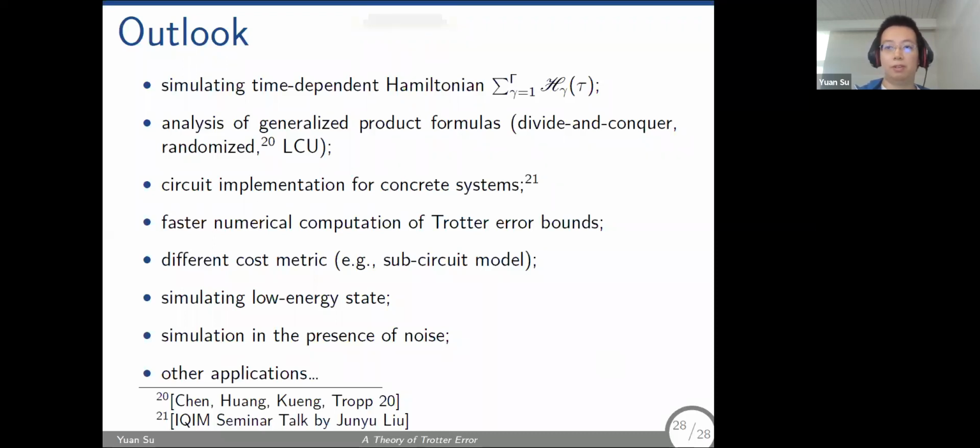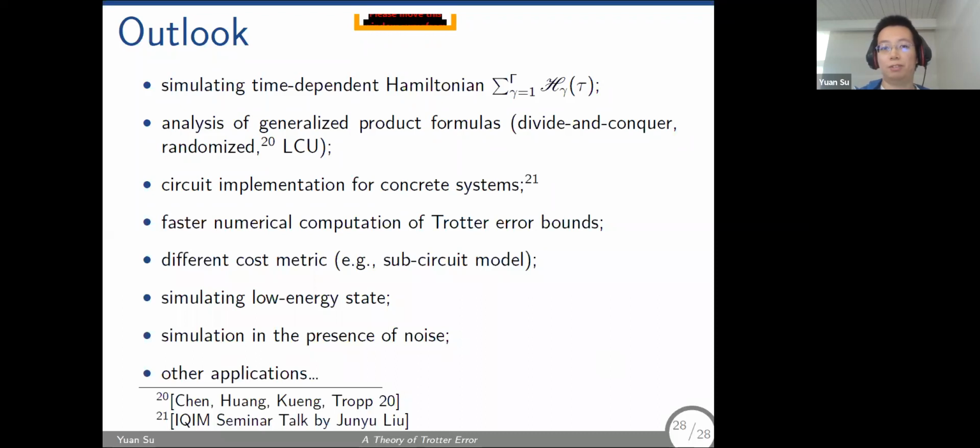Several weeks ago, there was a talk on simulating quantum field theory. So it'll be interesting to further explore circuit implementation. Some numerical implementation of this Trotter error bounds, to try to derive some concrete resource estimates.